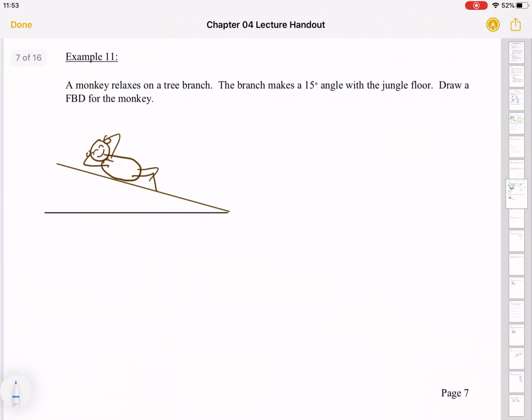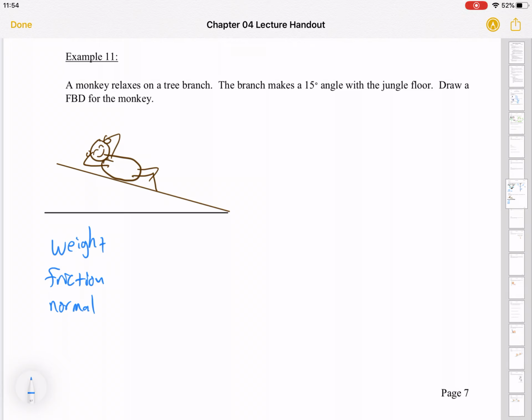Let's make a list then of the forces. So he's in a jungle, and the jungle is on Earth, and Earth has gravity, so weight. What else is happening? Well, he's sitting on a tree branch at an angle, so he's not sliding down, so there must be friction. And he's not going through the branch, so there must be a normal force.